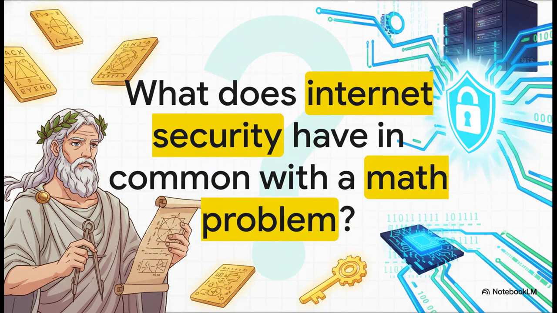So yeah, that's the big question, right? Believe it or not, the link is this incredible mathematical process. It was first written down way back around 300 BC by a Greek mathematician named Euclid. Yeah, I know, it sounds kind of crazy that something that old could be so important to your phone and your laptop, but trust me, it's absolutely essential.